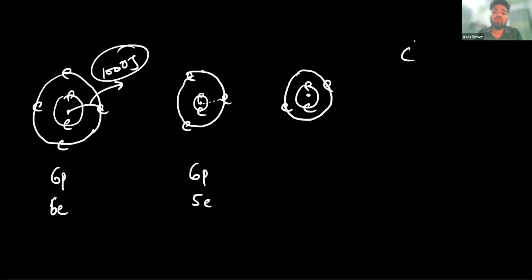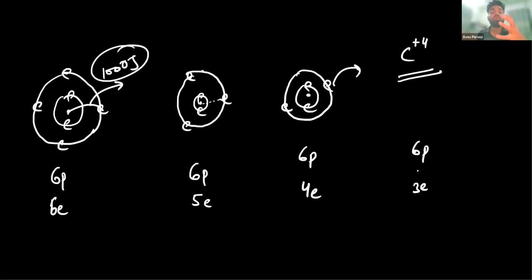So carbon cannot lose 4 electrons to form C4 positive, nor can it gain them. Here 6 protons are attracting 4 electrons, and if it is able to lose one more electron, then 6 protons will be attracting 3 electrons. So more protons are attracting a lesser number of electrons. As a result, the atom size will decrease, and as the atoms keep on shrinking, more and more energy will be required to remove all 4 electrons.